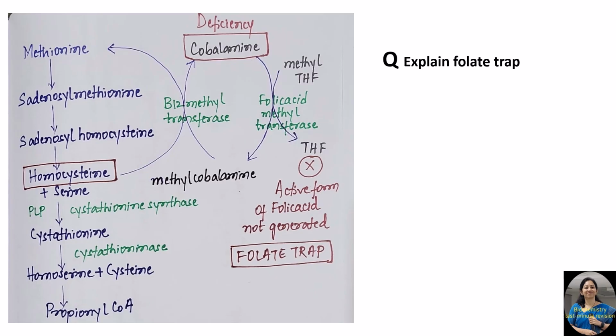Now one more concept associated with methionine metabolism is the folate trap. What is this folate trap? For the conversion of homocysteine back to methionine, a methyl group is needed, and this is donated by methylcobalamin, which becomes cobalamin. Methylcobalamin is regenerated with the methyl group being donated by tetrahydrofolic acid, so the active form of tetrahydrofolic acid is generated. When there is deficiency of B12, the active form of folic acid is not generated. So this is the folate trap.